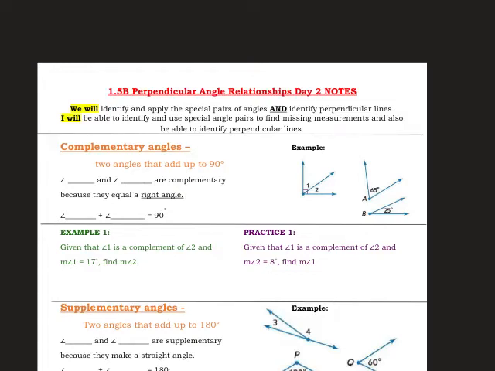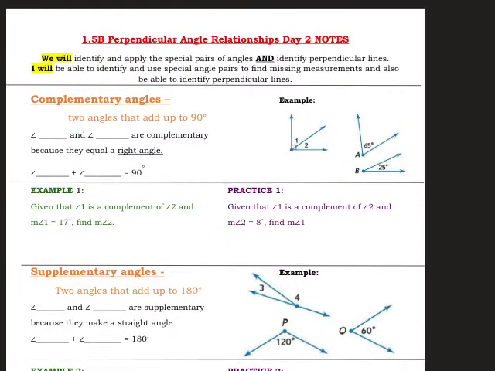So we're going to be looking specifically at complementary angles, supplementary angles, and then the word perpendicular, okay? So the first definition we have is complementary angles. And by definition, it says two angles that add up to 90. So here we see that angle 1 and angle 2 are complementary angles.